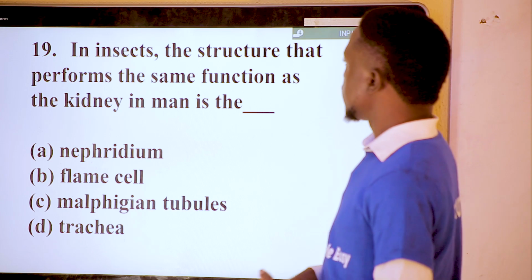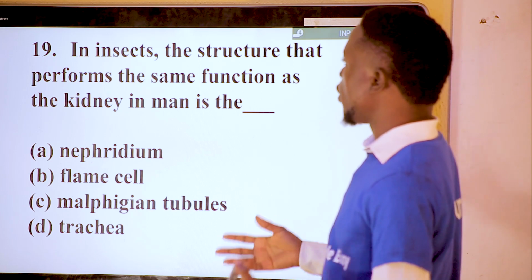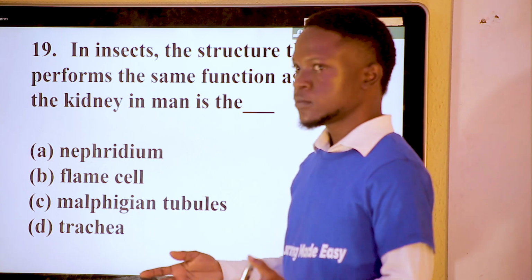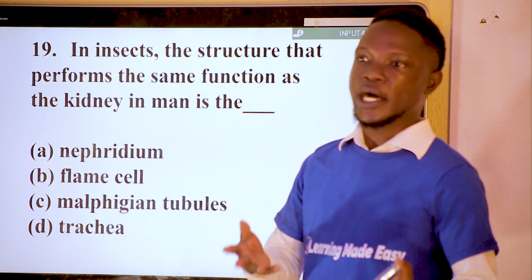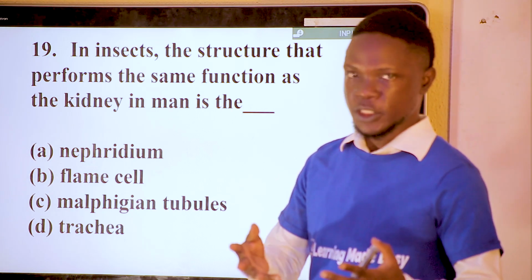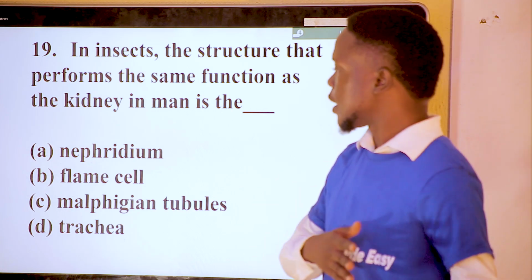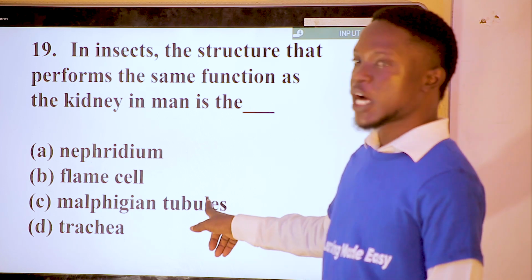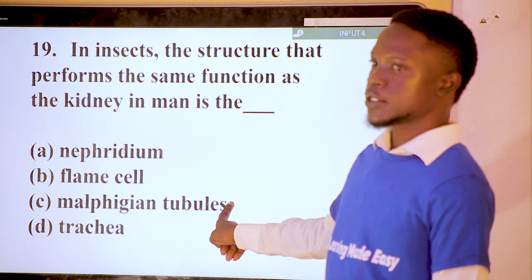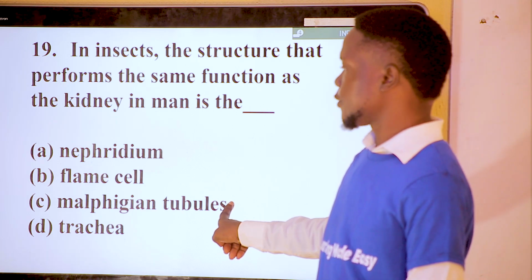Question number 19. In insects, the structure that performs the same function as the kidney in man is the dash. The kidney is the excretory organ in man. So the synonymous excretory organ in insects will be the Malpighian tubules, and that is option C. So option C is the correct answer.